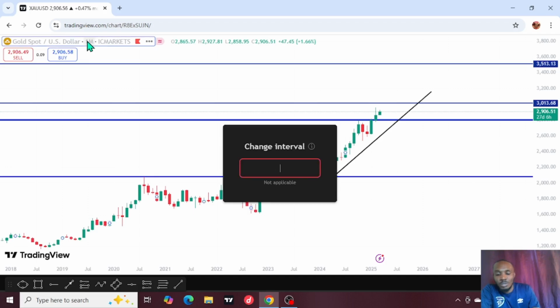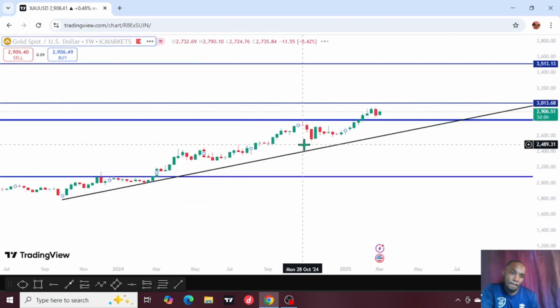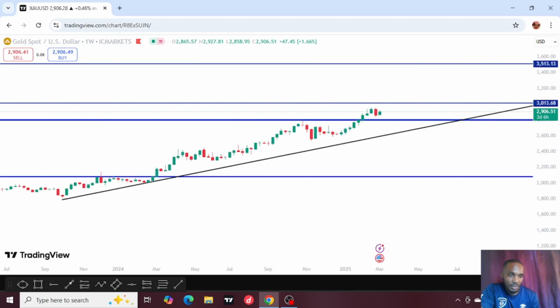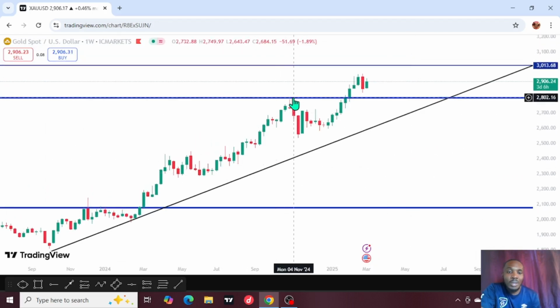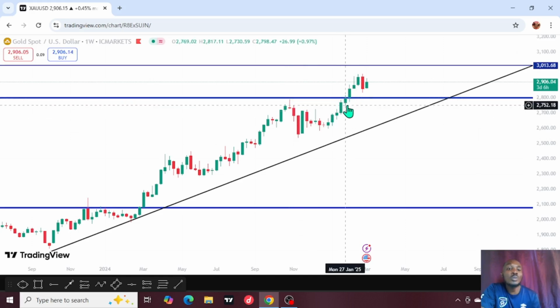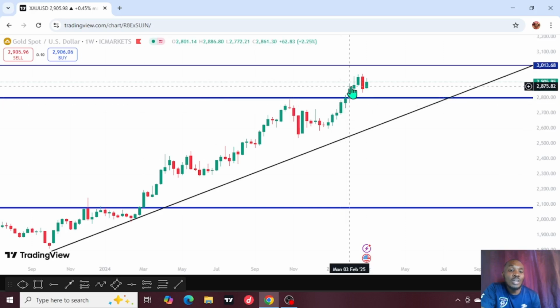So if I should go to my weekly time frame, yeah, this was it. When the market tested here, it bounced back, then it broke it. All these candles represent weekly. One of these candles represents a week of trading. This candle represents a whole week.